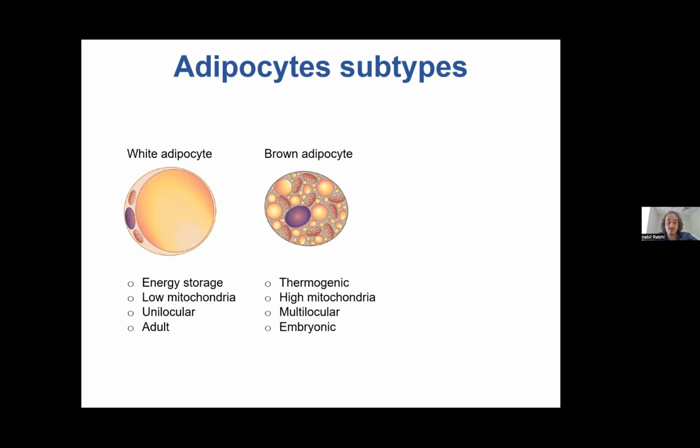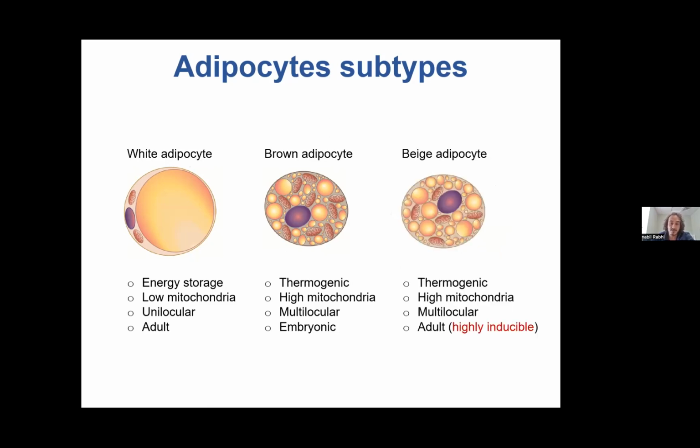This allows them to be more thermogenic, and this means that those cells, in response to cold, for example, will be able to produce heat. They're mainly developed during embryogenesis, and they're located in infants in the interscapular region or perirenal region. It was believed for a long time that those adipocytes actually disappear in adults.